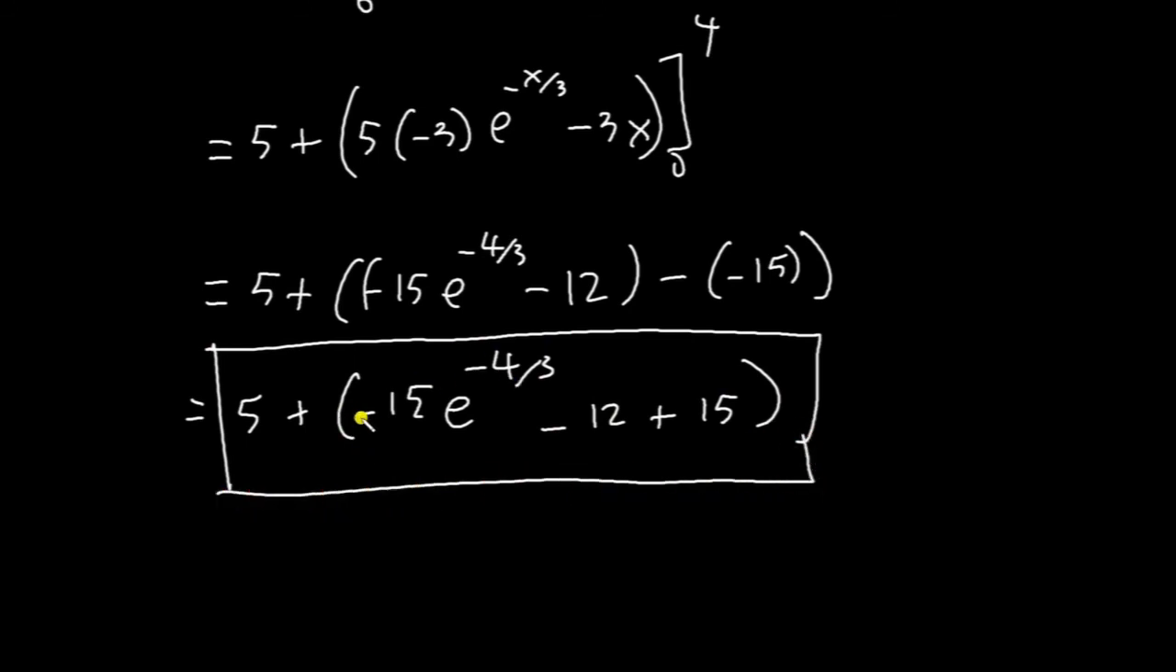5 plus here minus 12 plus 15. Okay, that is equal to f of 4. All right, and in terms of points, this of course was quite a long problem, so it's going to give us quite a bit of points. This is going to give us 5 points.